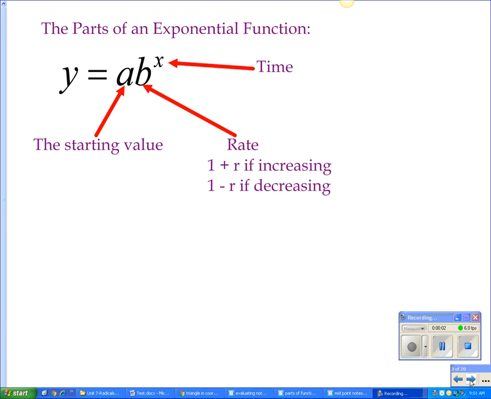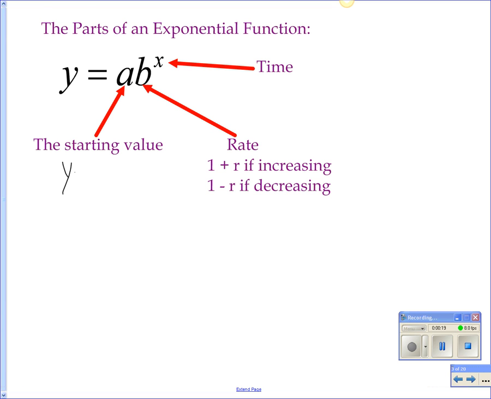Today, on your paper, you have one of the rules for exponential functions. What does the A stand for? Starting value. What's the other word for starting value? Y-intercept. Write that down on your paper, please. Y-intercept is the other word for starting value.